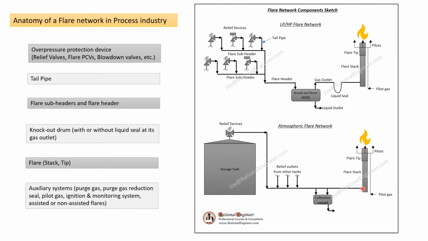The back pressure expected in an atmospheric flare system would be near atmospheric, which is very close to the breather valve set point and must be below the breather valve set point. This is one of the reasons that an atmospheric flare network would be segregated from a high pressure flare network. There could be other reasons for segregation of flare network, such as toxic gases, cold gases, among many other reasons.